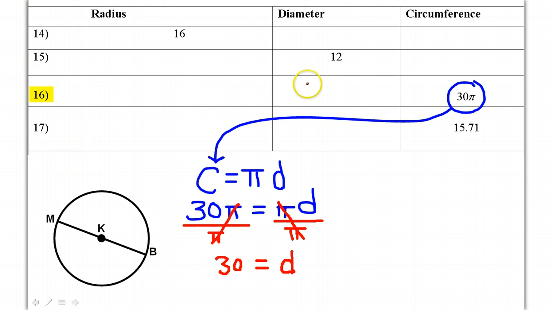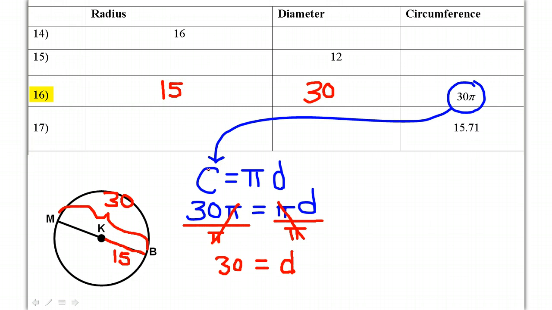Okay, so I can go ahead and put that on my table. Diameter is 30. Now, let's remember the relationship between diameter and radius. Diameter is the whole distance. So we're told that this is 30. Of course, the radius is just from the center to the edge. So the radius should always be half of the diameter. So if the diameter is 30, the radius should simply be 15. So that's why this is going to be 15.